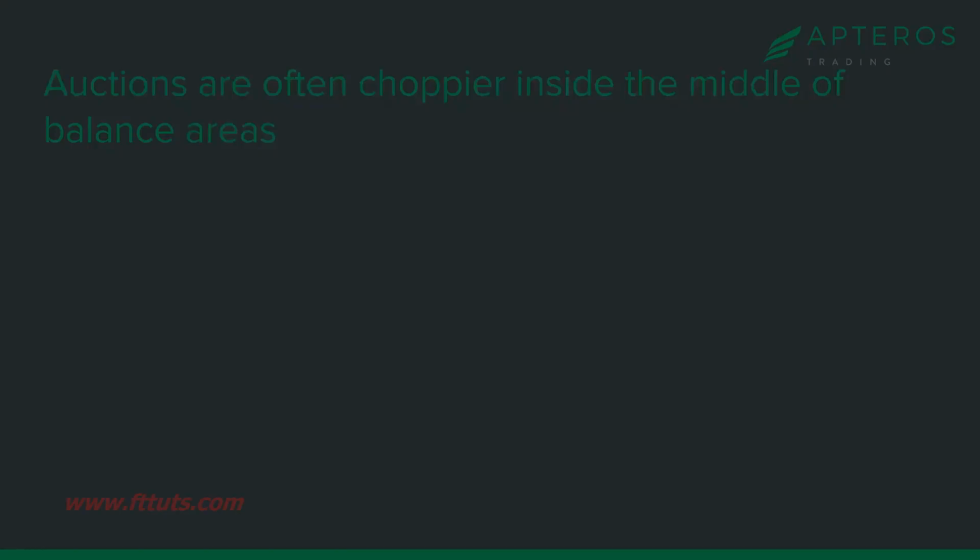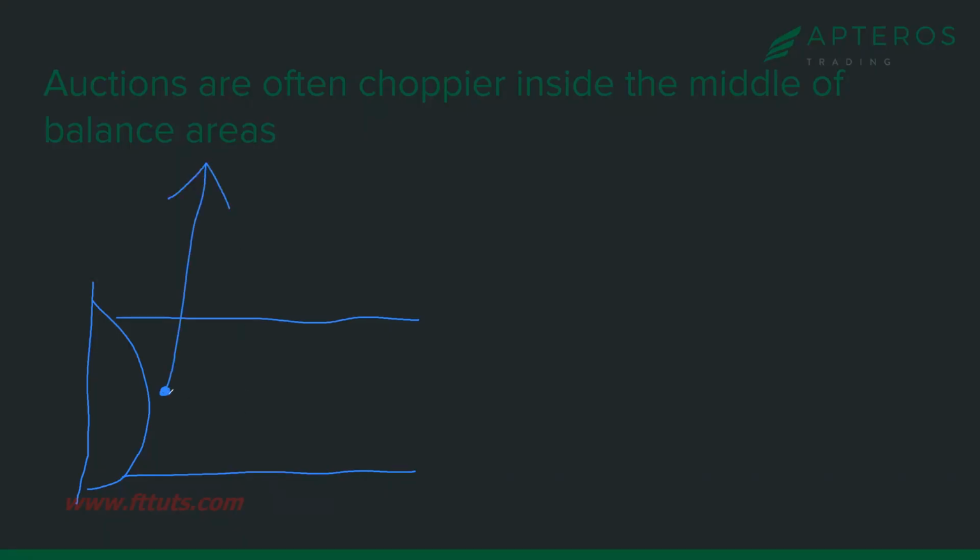Auctions are often choppier inside the middle of balance areas. I've drawn this a few times because I can't help but see it, and it really is true. It doesn't always happen, but a lot of times, let's say this is yesterday's profile in the S&P, and the overnight session didn't go anywhere, and we're coming in and we open right here. This is not going to be a situation where I'm expecting this or this. It's going to be a situation where we were balanced yesterday.